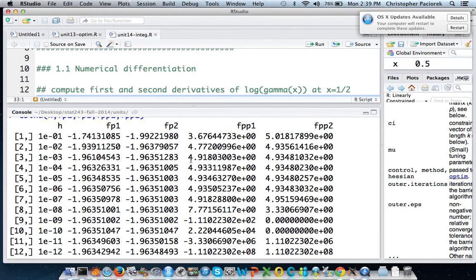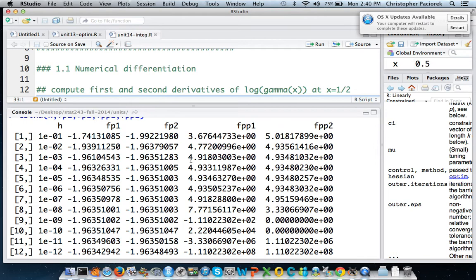Okay, and here are the different values of h from 0.1, 0.01, 0.001, etc. And we can look and see where we start to get pretty accurate results. So 1.9635, 1.9635. So I'm doing pretty well here already by, say, h equals 1 times 10 to the minus 5. You can see I'm more accurate with the central difference than I am with the forward difference, not surprisingly given what I had said before.